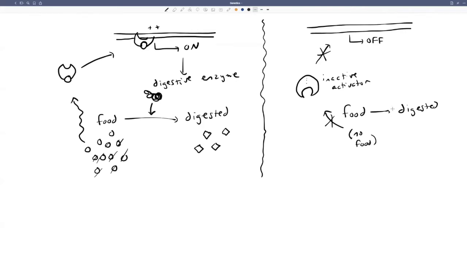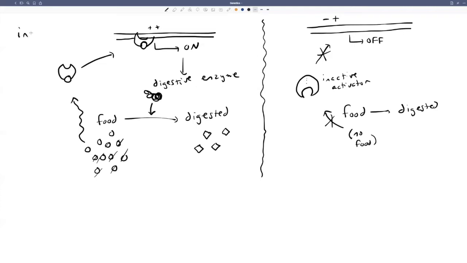Okay, so we have an inactive activator, a minus plus there. What I wanted to illustrate by drawing this was that digesting something for energy is better controlled by the presence of the food itself. So the food is the signal that it should be digested. And this is the system we call inducible.